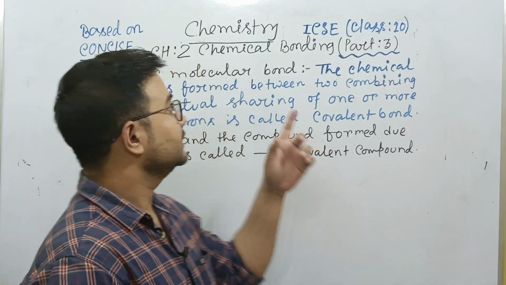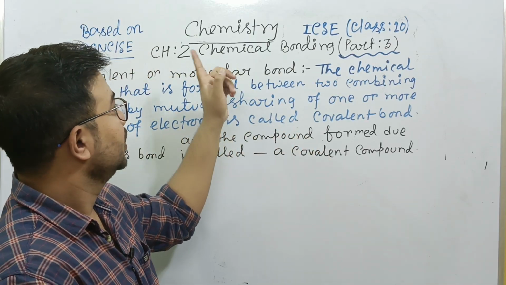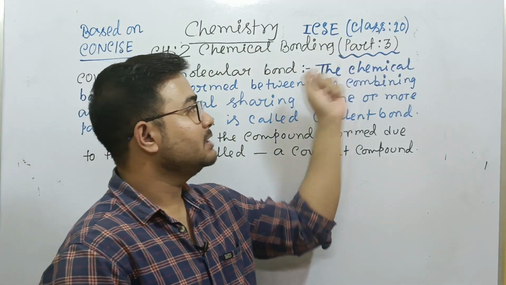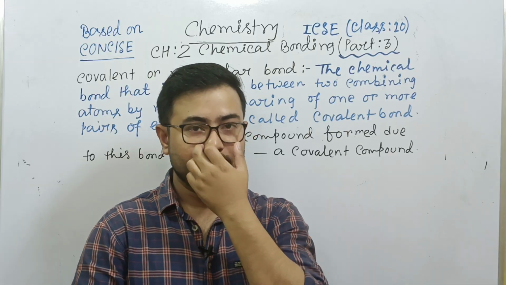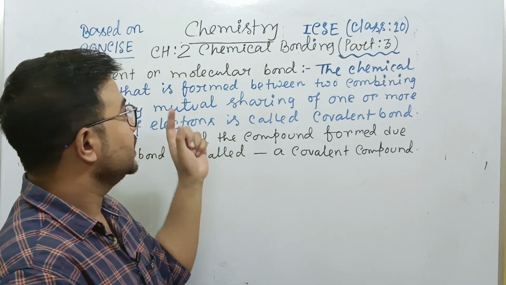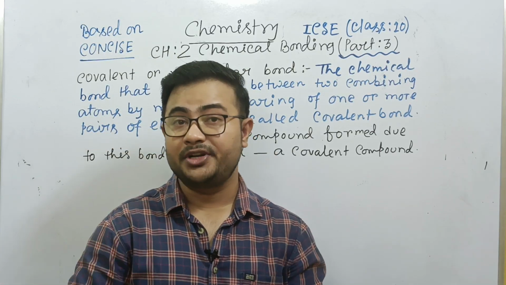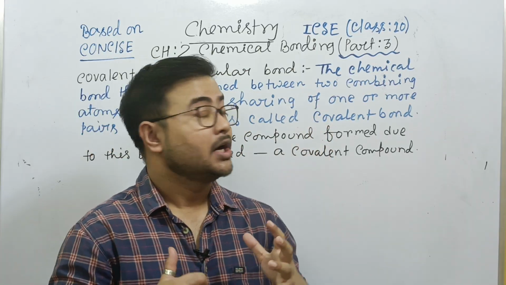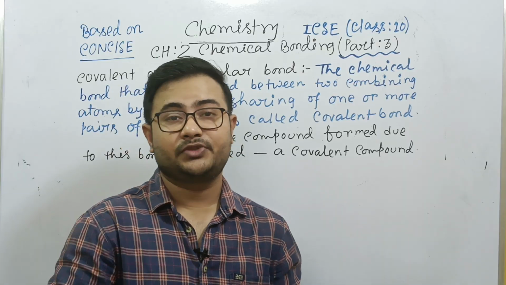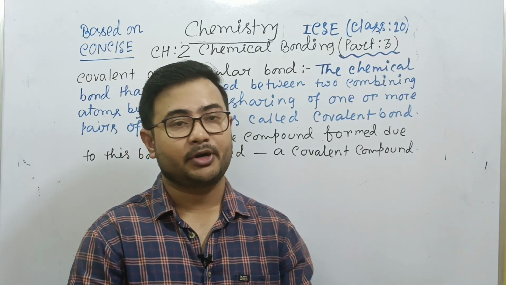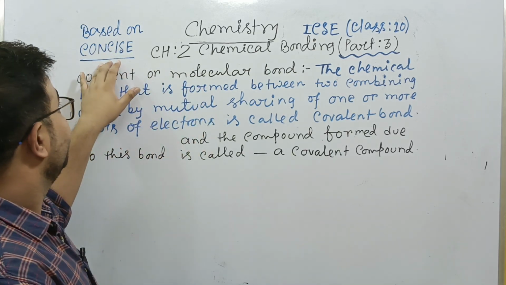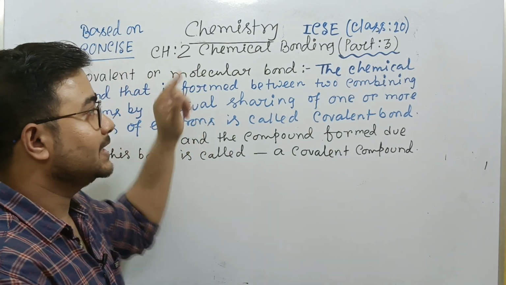Today I am going to discuss chapter 2 of class 10 ICSE. This is chemical bonding and this is the part 3 video. In part 1 I completed the concept of types of bonding and the electrovalent bond. In part 2 I discussed the configuration and the formation of the electrovalent or ionic compound, and in part 3 I will discuss so many concepts from this book, Concise for class 10.